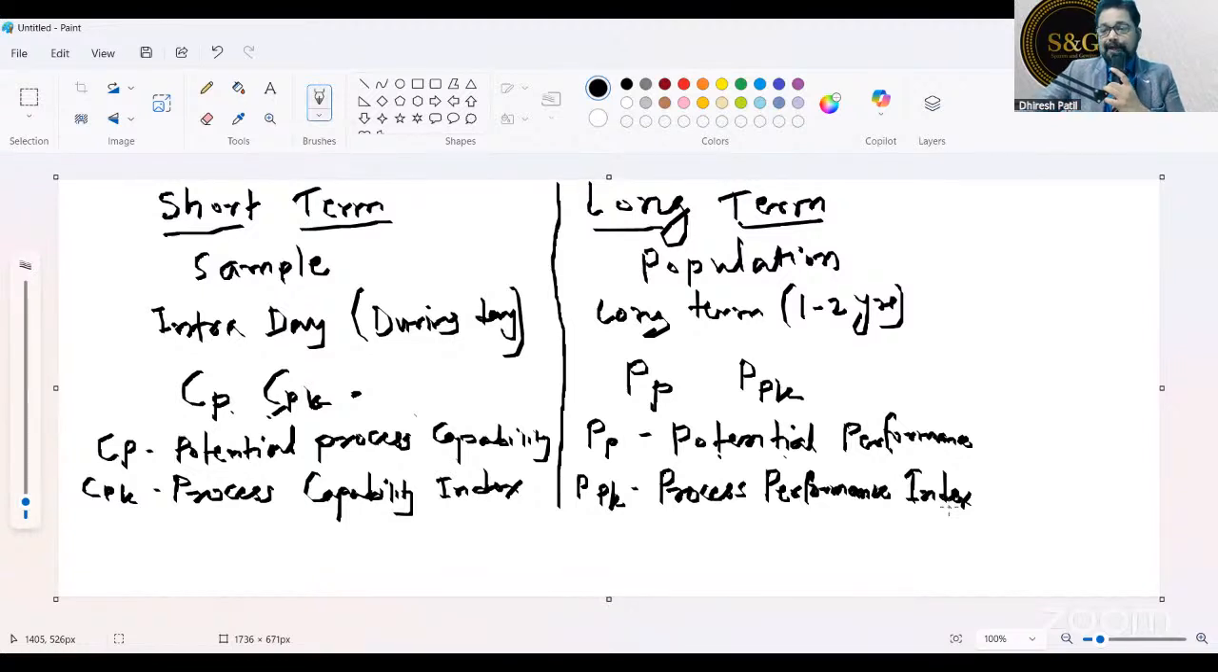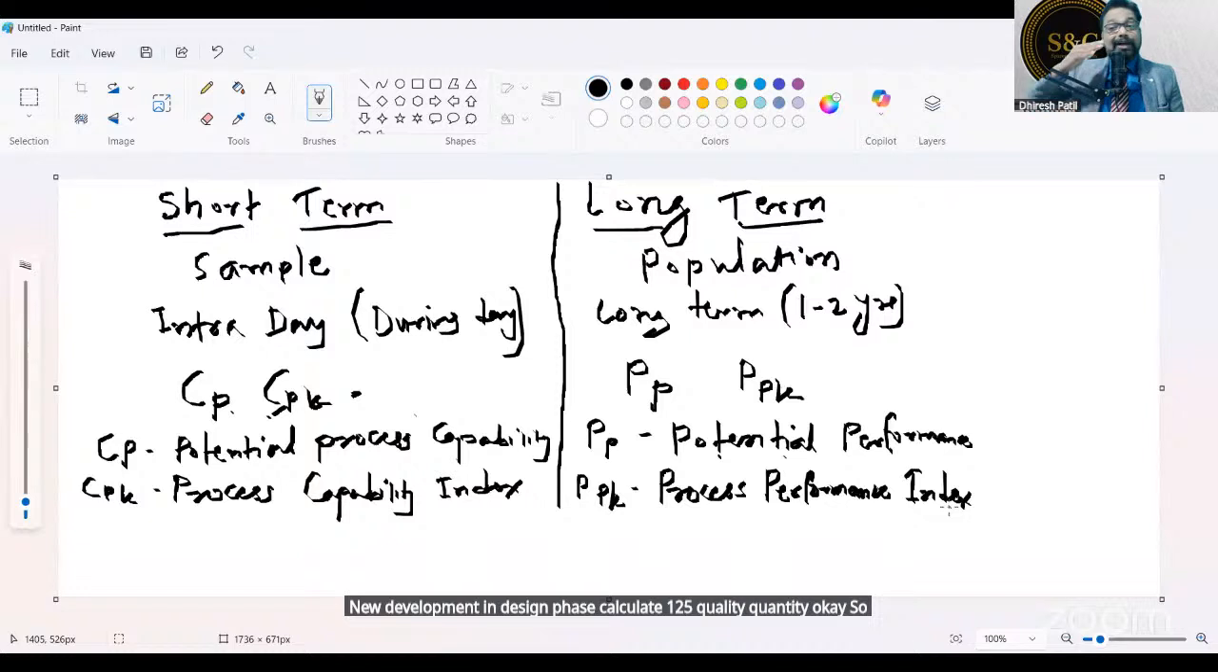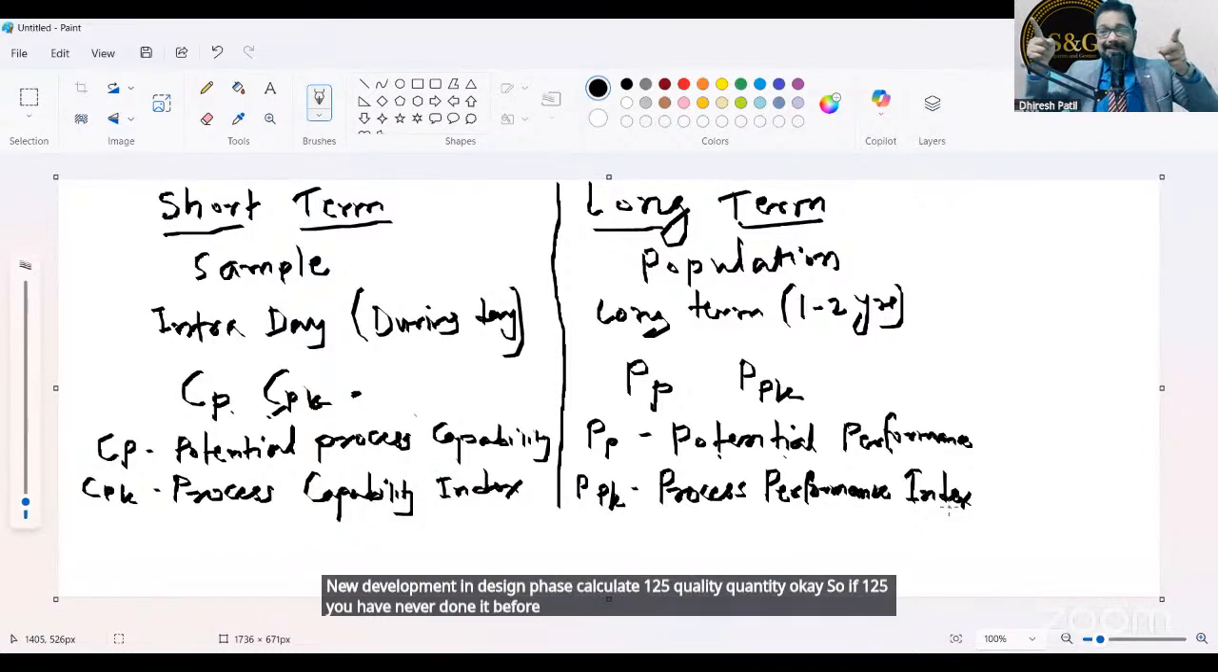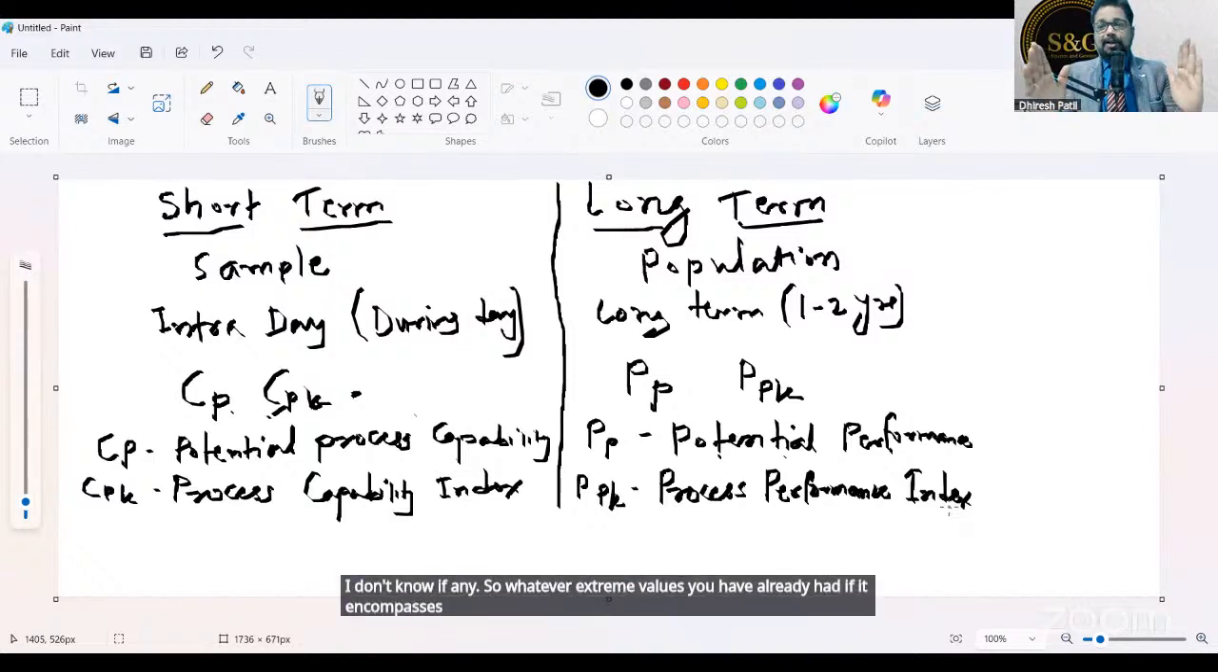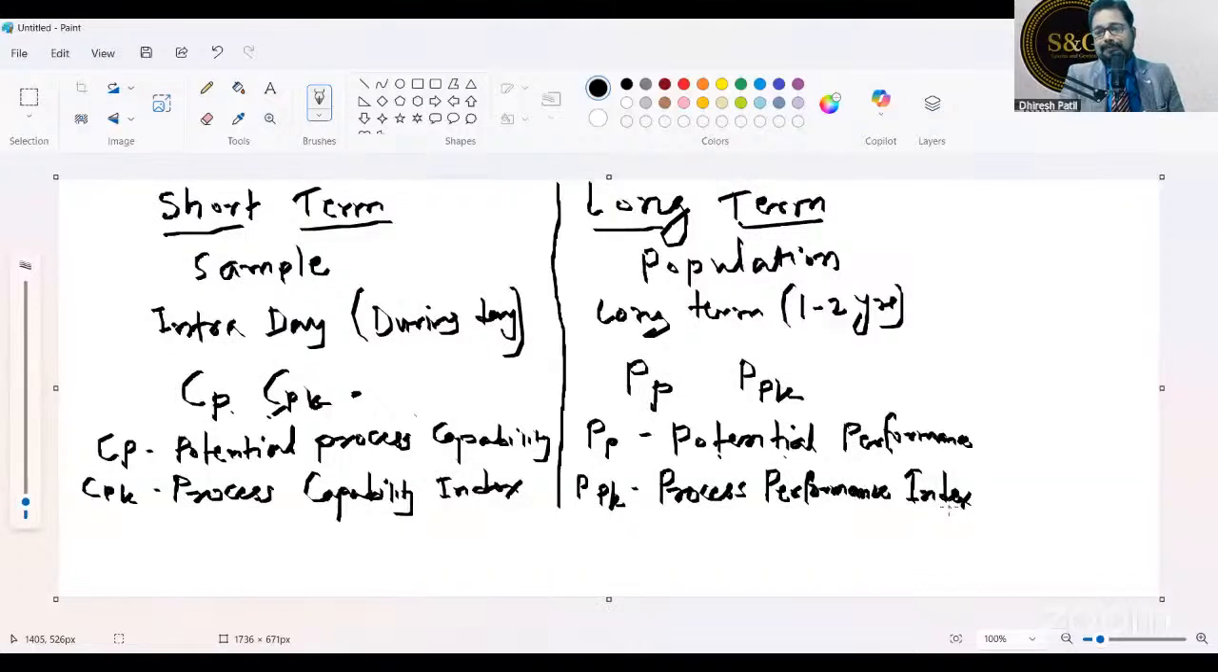New development in design phase, calculate 125 quantity. Okay. So if 125 you have never done it before, then that will become your long term, that will be a stretch of the data. Are you understanding? So whatever extreme values you have already had, if you have achieved the extreme values in 6 months, 6 months of data is long term data for you. Exactly. So what you can do is you can check.